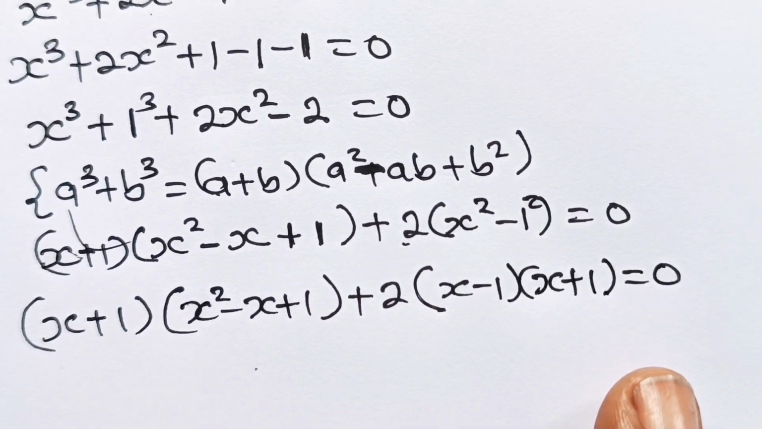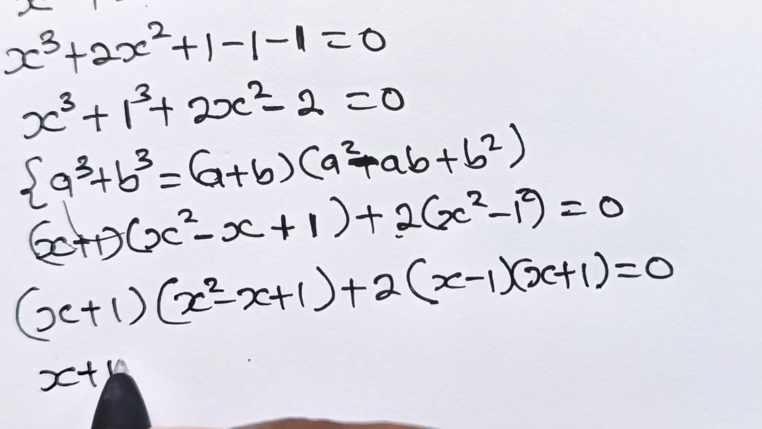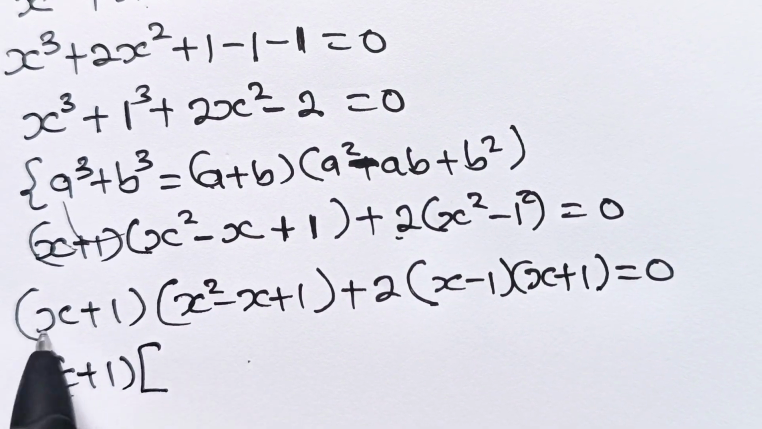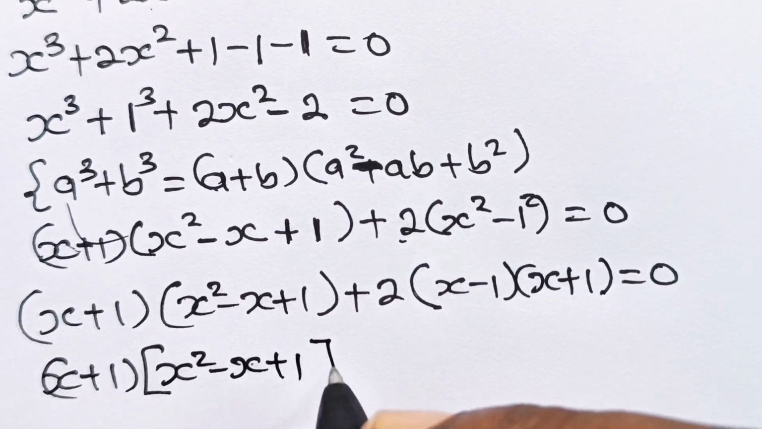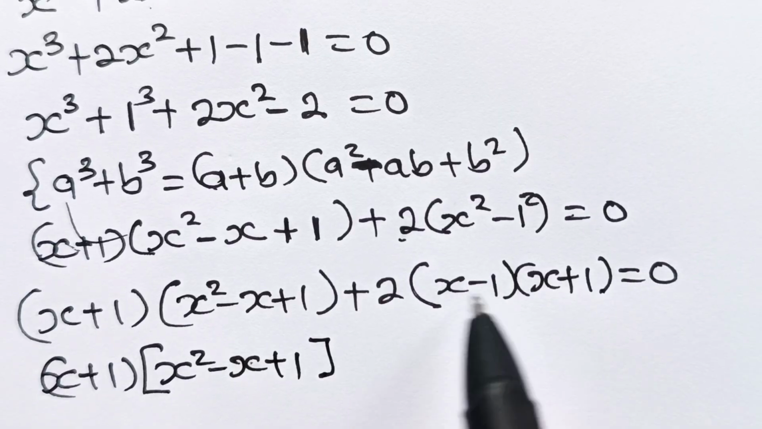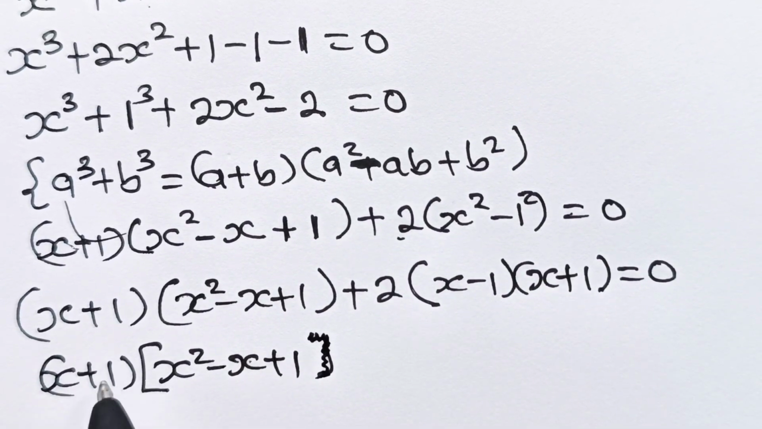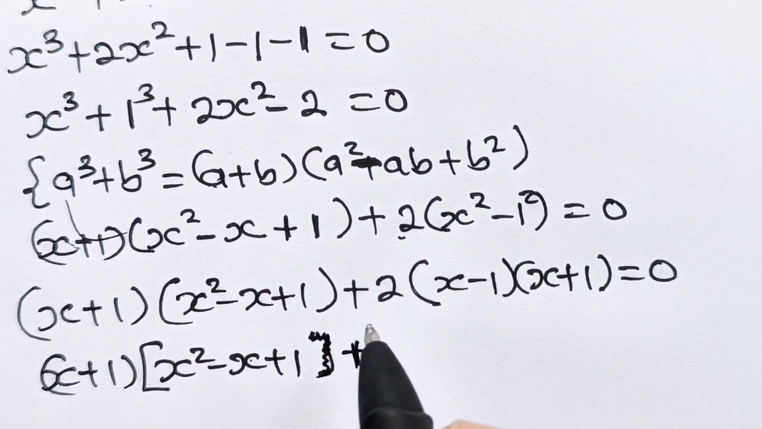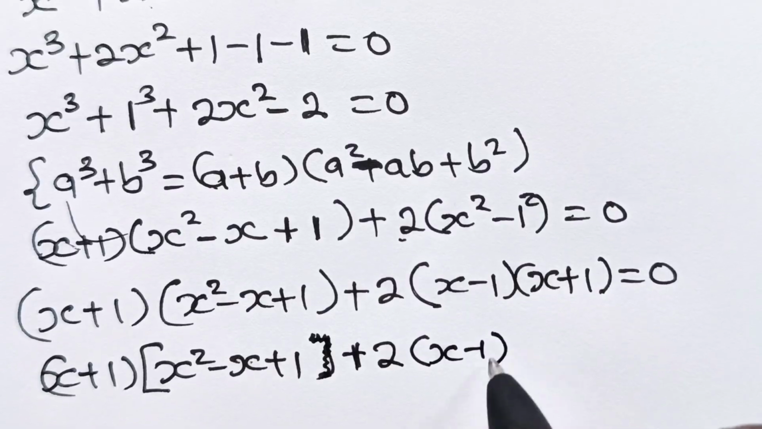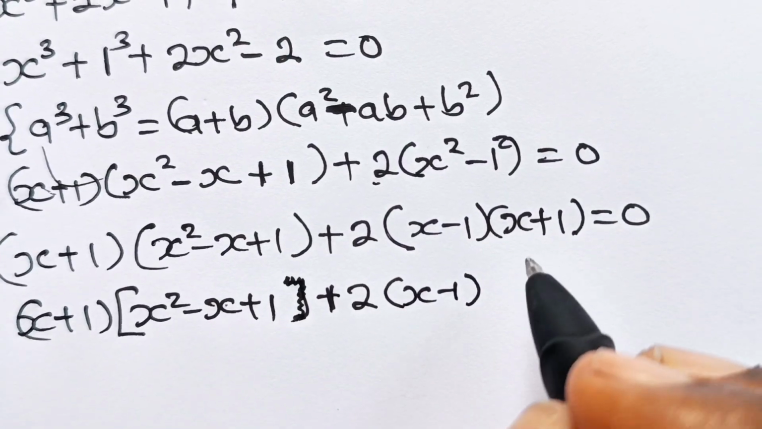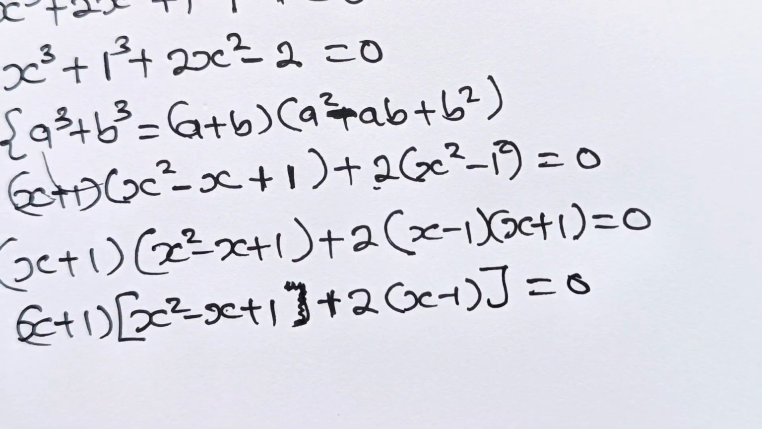So if you look at this, you notice that they have x plus 1 in common. So we bring that out. Now when this is divided by this, this will remain x squared minus x plus 1. And when the whole of this is divided by this, the bracket still remains, right? So when the whole of this is divided by this plus 2 brackets, x minus 1 will remain. Okay, now that is it. We close brackets and this is equal to 0.